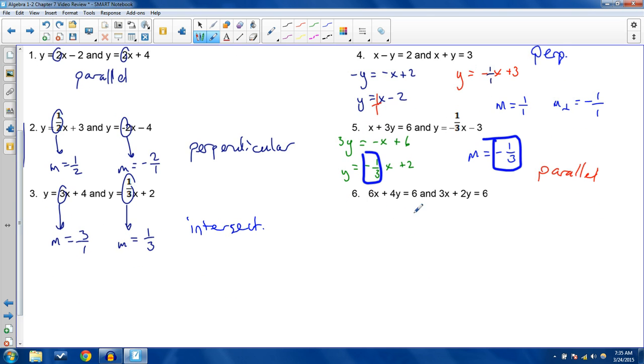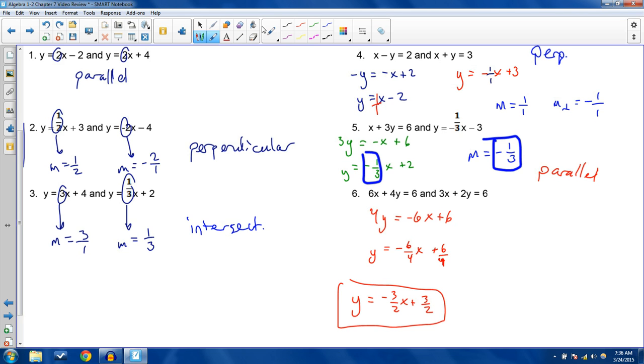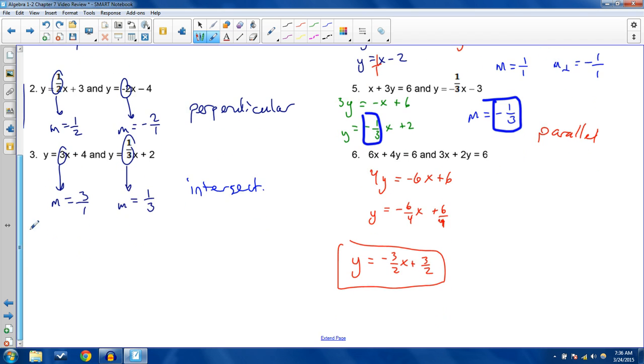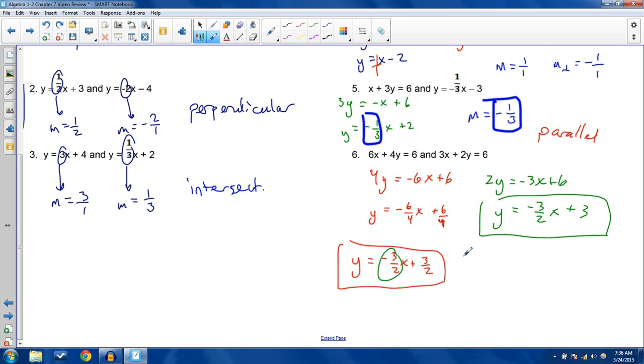Okay, number 6. 6x plus 4y equals 6. Let's start solving for y. Subtract 6x, divide by 4, y equals negative 6/4 x plus 6/4. This reduces to negative 3/2 x plus 3/2. So you can see here the slope is negative 3/2 on the left one, and on the right one, 2y equals negative 3x plus 6, divide by 2, y equals negative 3/2 x plus 3. So once again, negative 3/2 is the slope for both. Awesome. Different y-intercepts, which means these two are parallel.